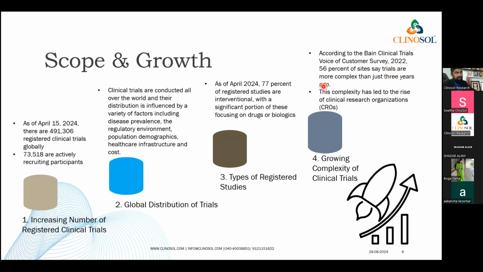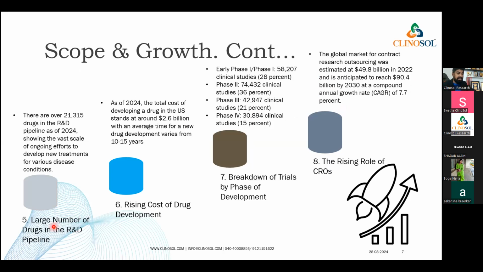So now why do we require training? Because trials have become more complex. The knowledge has become more important. The understanding and application of knowledge is more important. The complexity has increased the number of CROs in the industry. That's why we are getting more jobs, and more technical jobs, rather than just learning and hacking things. And the next one, a large number of drugs in the R&D pipeline.